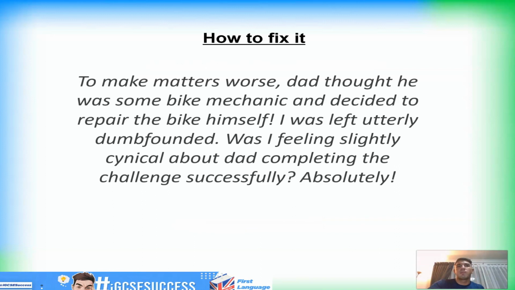Let's take a look. To make matters worse, Dad thought he was some bike mechanic and decided to repair the bike himself. I was left utterly dumbfounded. Was I feeling slightly cynical about Dad completing the challenge successfully? Absolutely. And you'll notice I've tried to pepper in some persuasive techniques as well. We've got the rhetorical question there. And it's developed suitably. There's a convincing and sustained voice as well. And that's what you want to try and do throughout your whole piece.